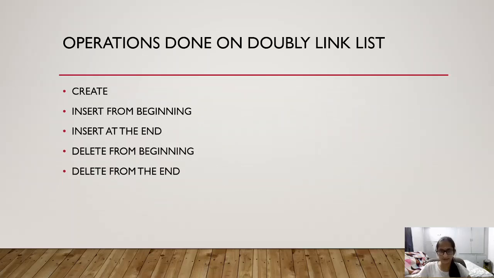Operations done on a doubly linked list. We can create a node, we can insert a node, we can delete a node, we can delete a node at the end, we can delete a node at the beginning.